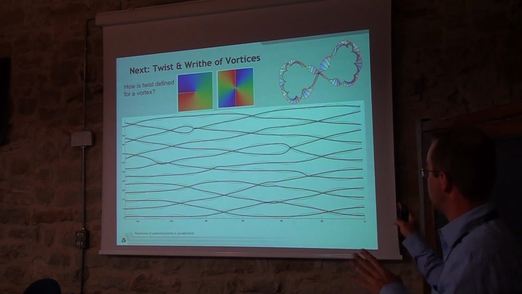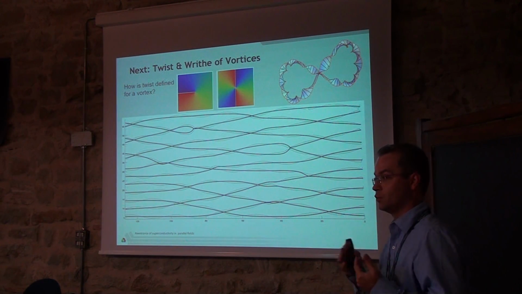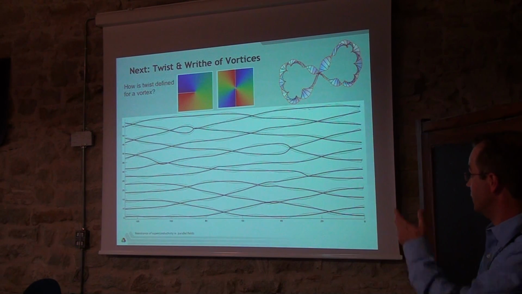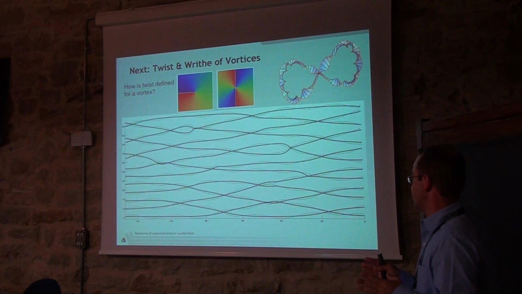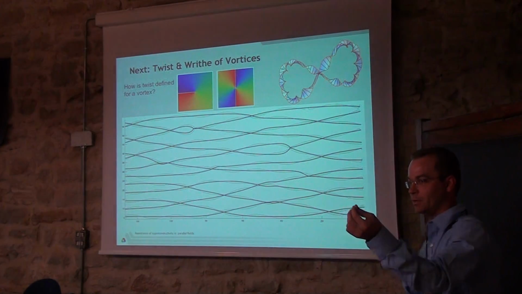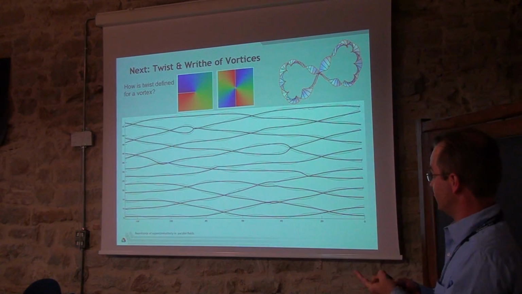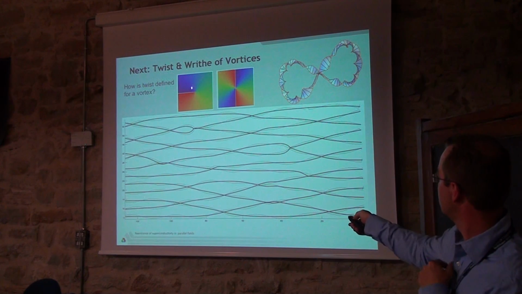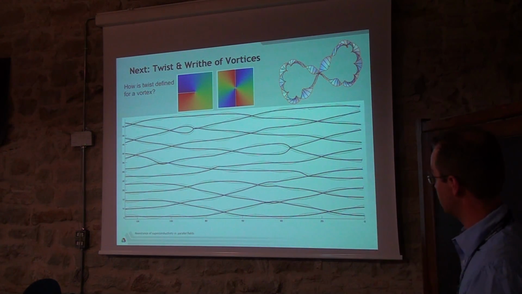Okay, one last word about what we can do next: we can also study some topological properties of vortex lines. Namely, we can study twist and writhe. The question is, how can you define these two properties for a single line? Well, you have to look at the phase again. Here's the puncture point of a vortex. If you go around it, your phase changes from minus pi to pi at some point.